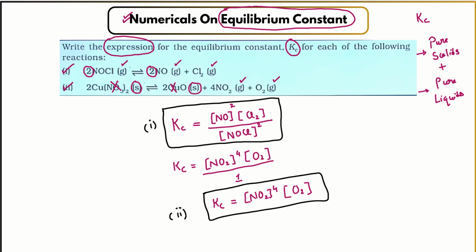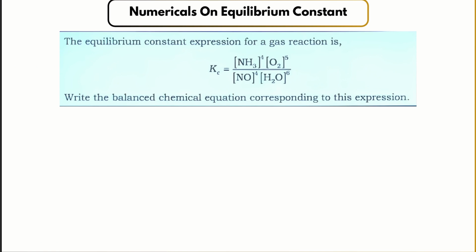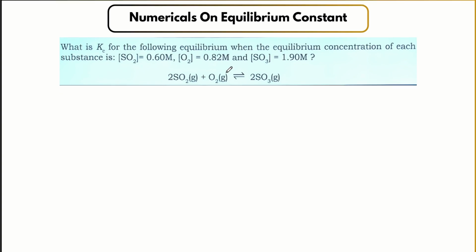Now guys, let's solve this question. Second question. First let's solve this question because this is the numerical question. The question says: what is the equilibrium constant, what is Kc for the following equilibrium when the equilibrium concentration has been arrived, and they will be having some values for each of the substances, and we are given some values for SO2, O2 and SO3.